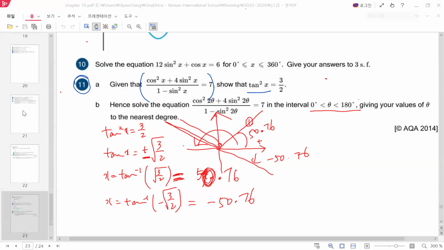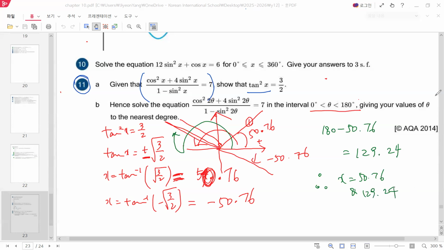How can you find this angle? 180 and then go back to 50.76. Yes. So 180 minus 50.76. Do you understand? Which is 129 point, I don't know, 24? Therefore, 129.24 is the answer of this question. That's 180 minus. Right?